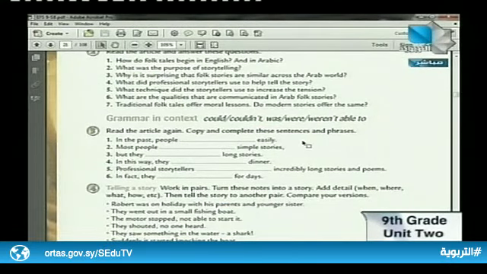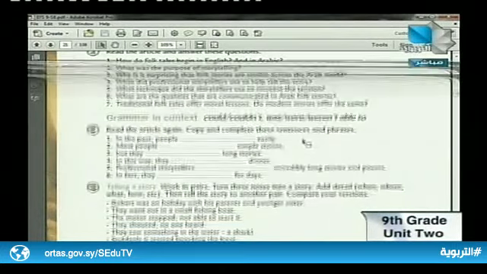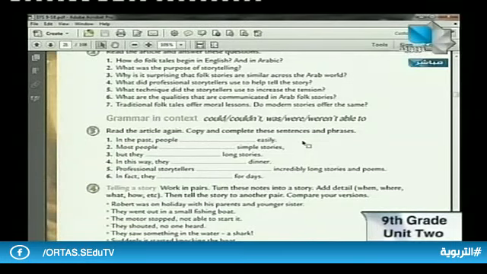From the previous text, what they have to do is to read the article again, dear students, and complete these sentences and phrases.